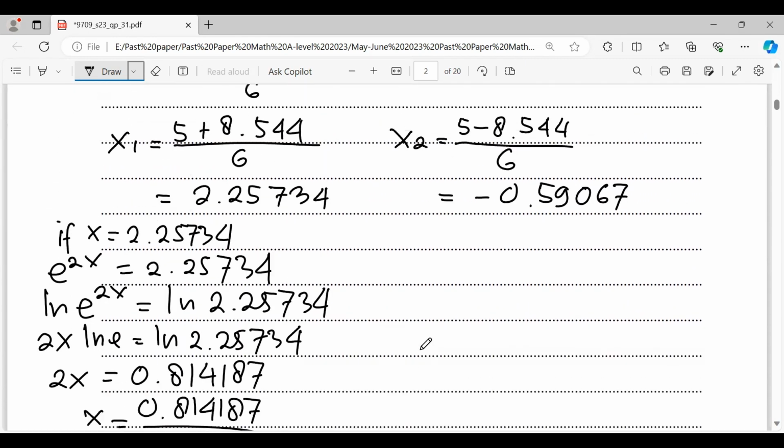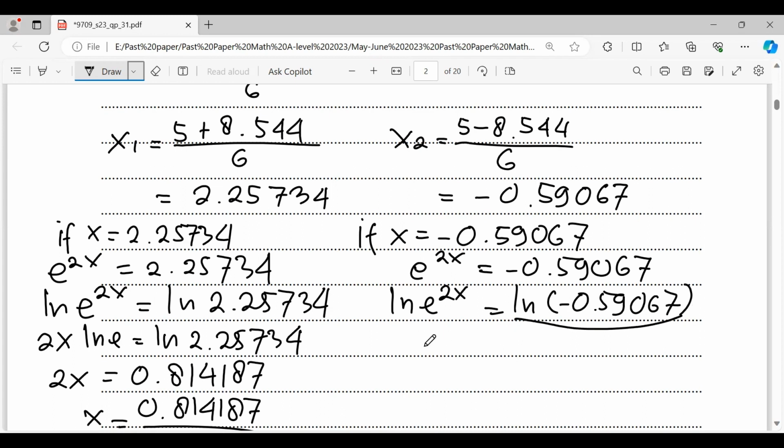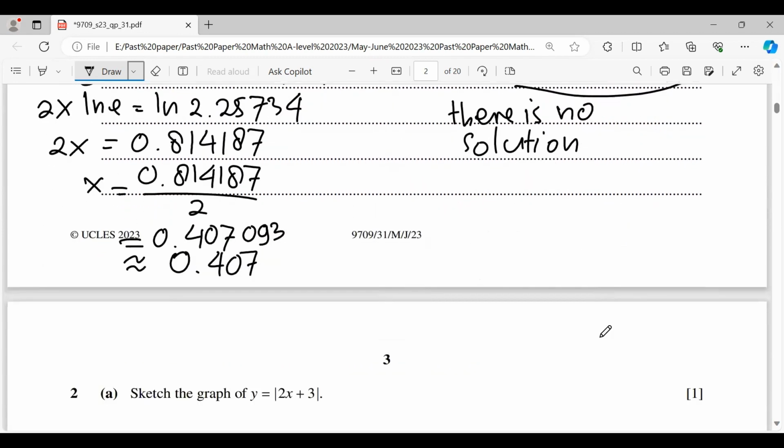Now, how about if x equals this number, negative 0.59067? It means e^2x equals negative 0.59067. Taking ln of negative 0.59067, for this ln there is no solution. So it means x is this one, 0.407.